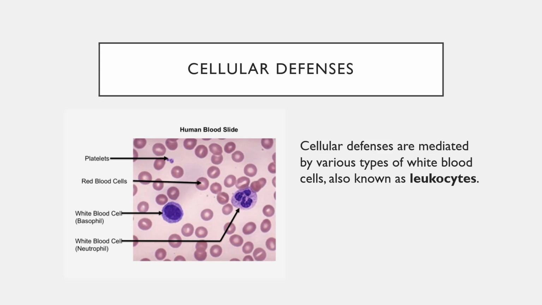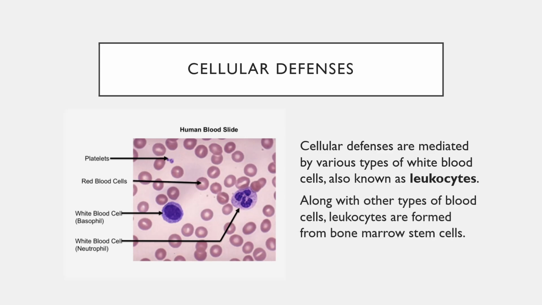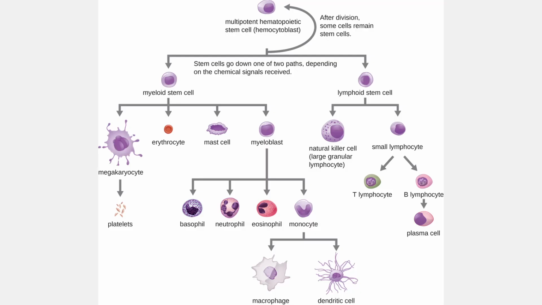Cellular defenses, as we've said before, are mediated by leukocytes or the white blood cells. And one thing that's important to note about these leukocytes is that they are derived from bone marrow stem cells. The bone marrow stem cell gives rise to a wide variety of different types of white blood cells. As you can see here, the original bone marrow stem cell will differentiate into either a myeloid or lymphoid stem cell, both of which will further differentiate into erythrocytes, mast cells, monocytes, eosinophils, basophils, neutrophils, macrophages. As you can see, there's a wide variety.